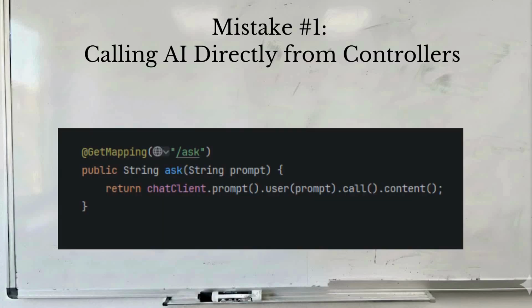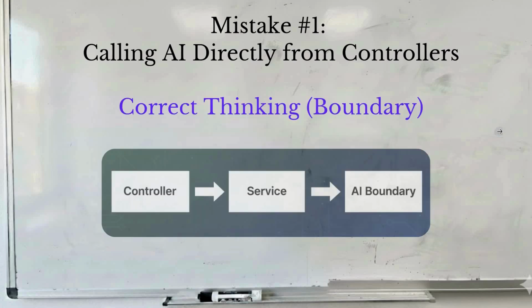The first mistake is calling AI directly from controllers. This couples HTTP handling with AI logic and leaves no room for validation, timing, fallbacks, or future changes. Controllers should handle HTTP, nothing else. AI should live behind a clear boundary. Controllers call services, services call AI, never the other way around.